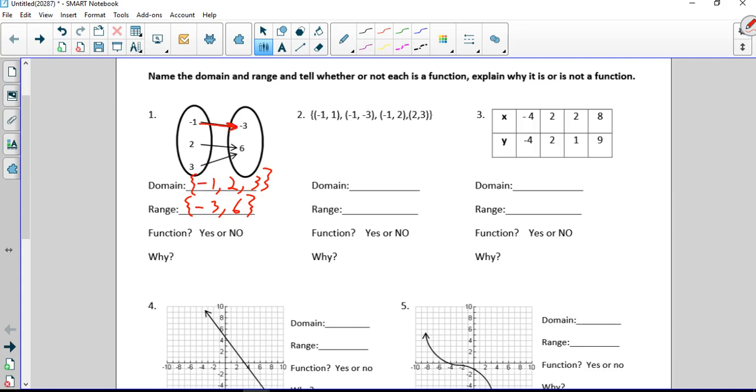-1 has one output, 2 has one output, and 3 has one output. So the answer is yes. And you can just say each x, or input, has only one y, or output. Anything like that's fine.